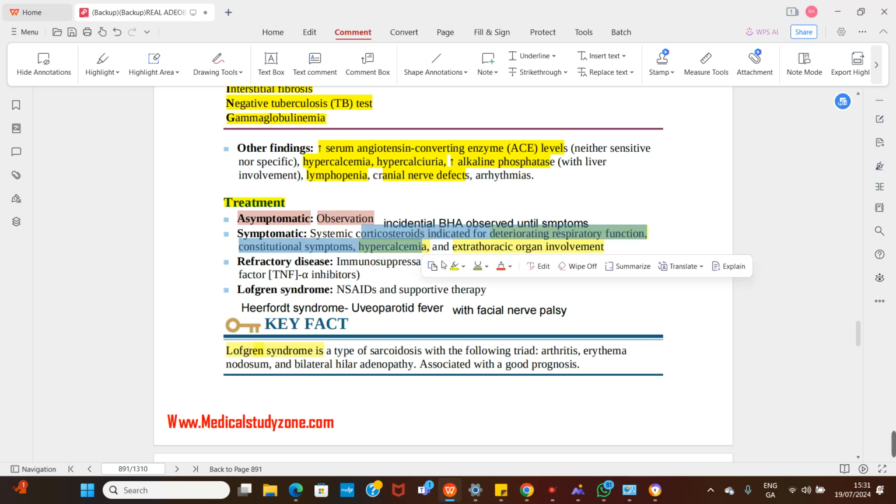Very important. But if they are not responding to steroids, you can give immunosuppressants like methotrexate, azathioprine, or TNF inhibitors for the refractory cases. For Lofgren syndrome, don't forget the FABE: the fever, the bilateral adenopathy, the migratory polyarthralgia, and the erythema nodosum. The prognosis is excellent. You have to give them NSAIDs.